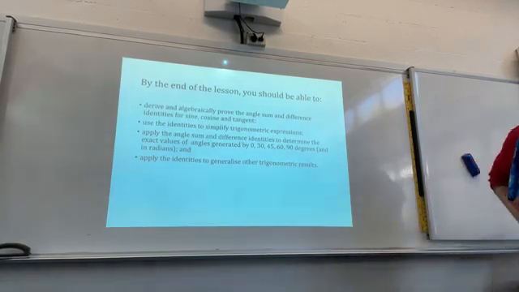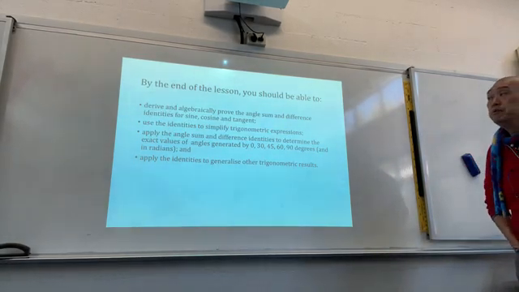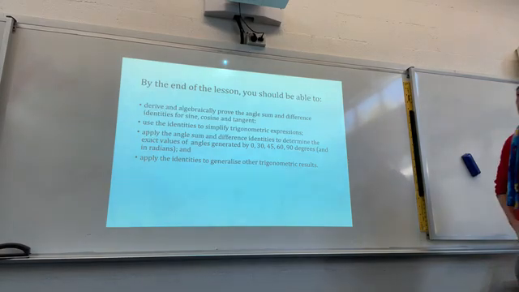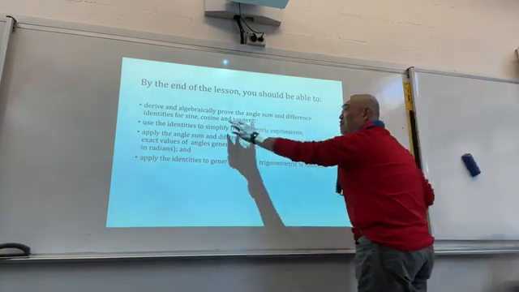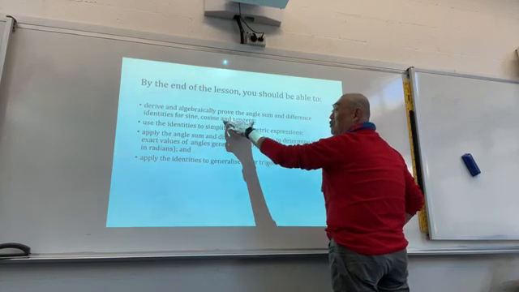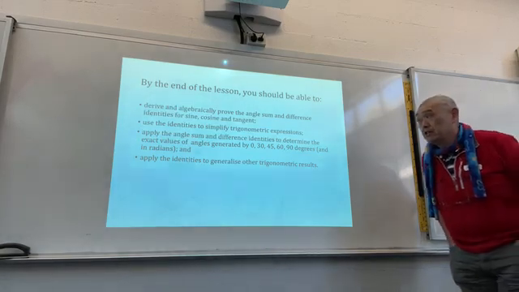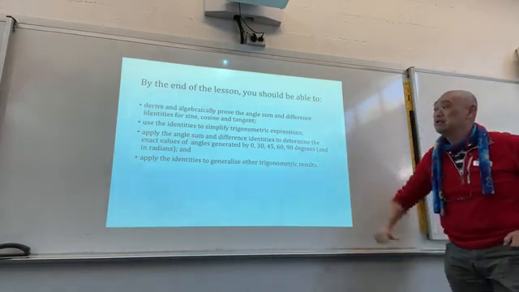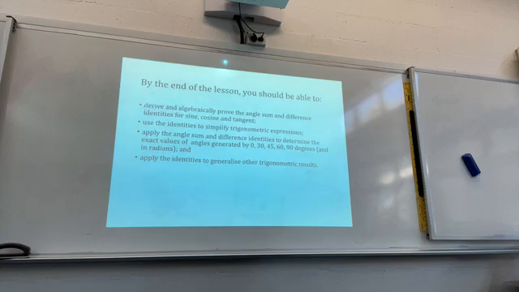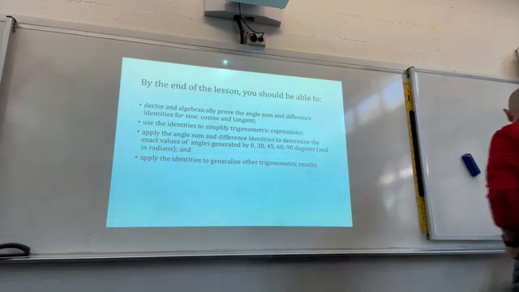By the end of the lesson, you should be able to derive and algebraically prove the angle sum and difference identities for sine and cos. Not really tangent; tangent, I will not show you how to prove. Use the identities to simplify trigonometric expressions, and apply the angle sum and difference identities to determine the exact values of angles generated by 0, 30, 45, 60, and 90 degrees, and also of course in radians, and be able to apply the identities to generalize other trigonometric results.